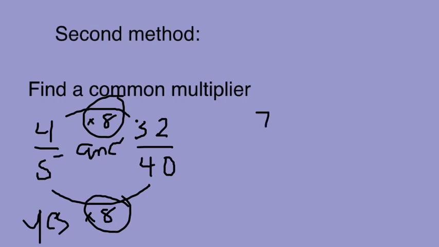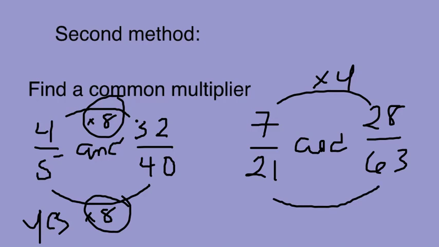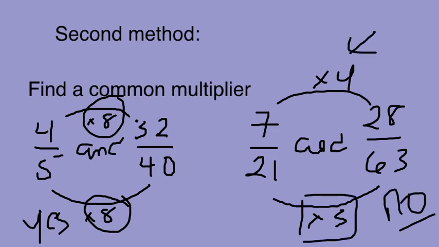Let's look at 7/21 and 28/63. Well, what did I multiply 7 by to get 28? Well, I multiplied times 4. What did I multiply 21 times to get 63? Well, that's going to be times 3. Well, these don't match, okay? So, no, these are not proportional because I'm not using the same common multiplier to get to my second ratio.